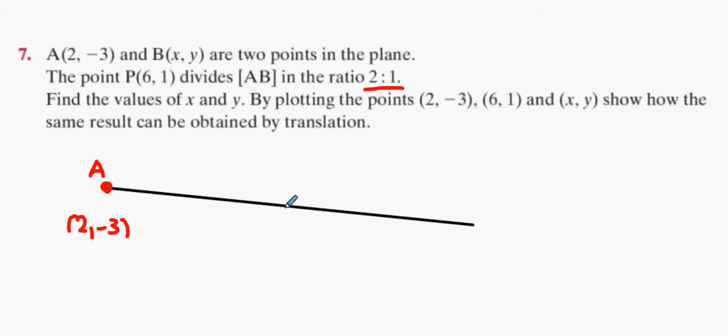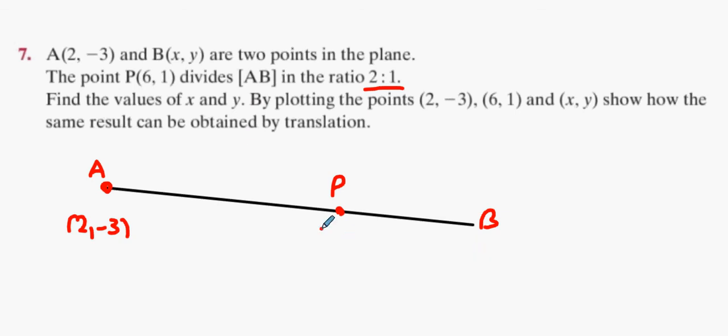Just for argument's sake, B is here. And A to P is twice as long as P to B. Does that make sense? I need to move P slightly, about there. Did everybody agree A to P is roughly twice the size of P to B there? Right, awesome. Now, without drawing it, here's what I'm thinking.